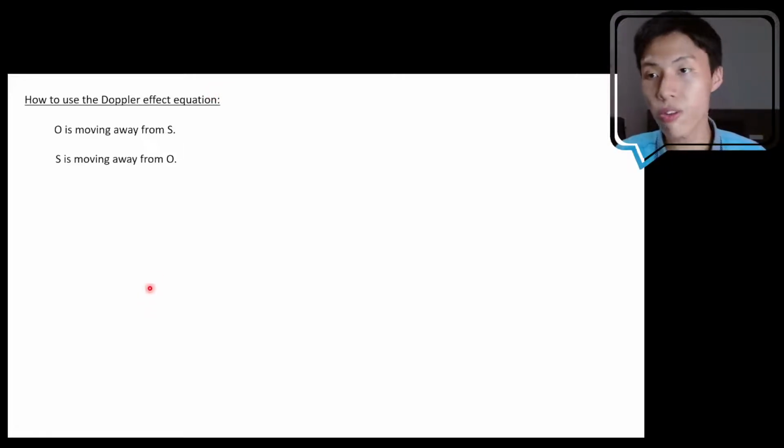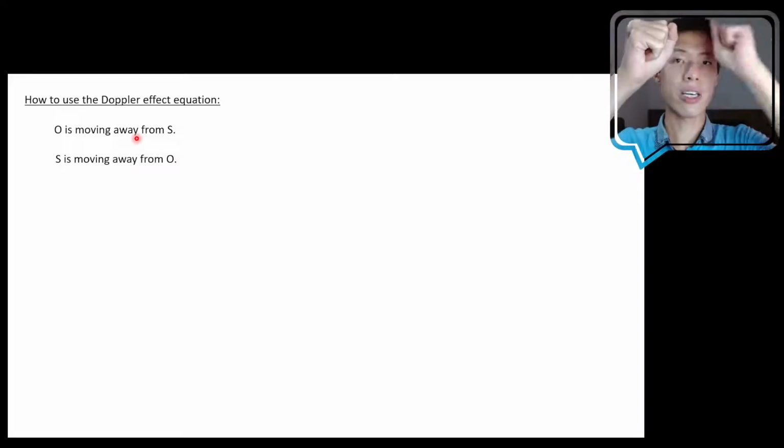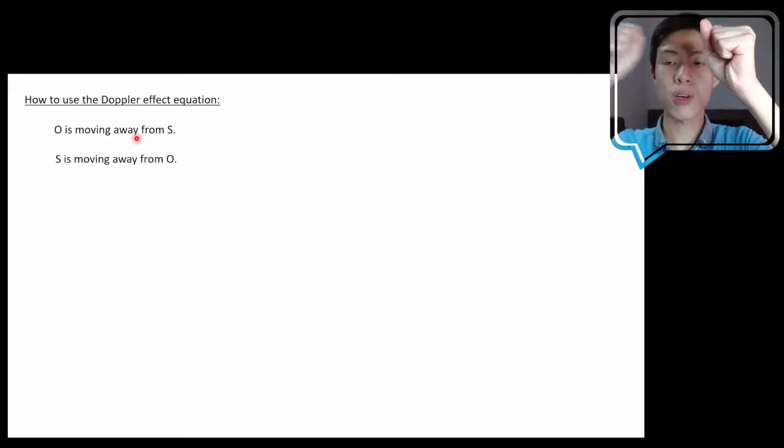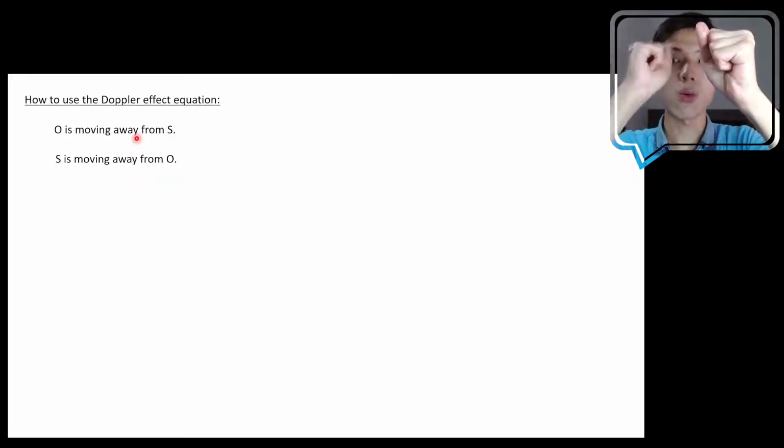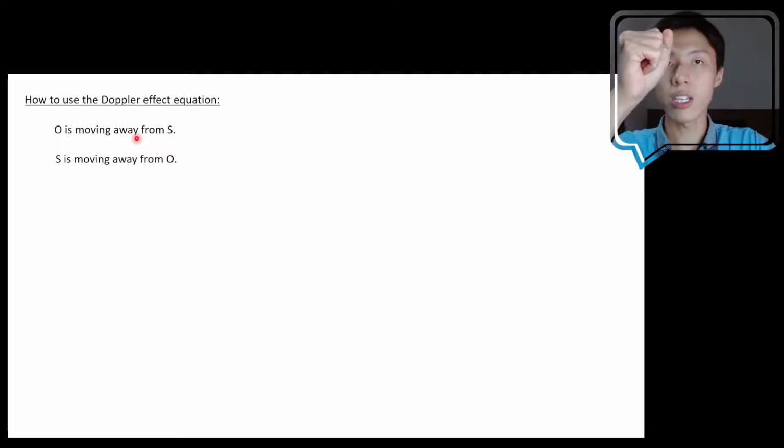Two of the scenarios are: you have the observer moving away from the sound source, or you have the sound source moving away from the observer. So observer and sound source. If the observer is moving away from the sound source, this is the first scenario. If the sound source is moving away from the observer, then it will be the second scenario.